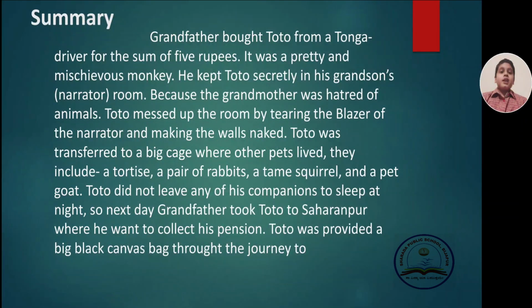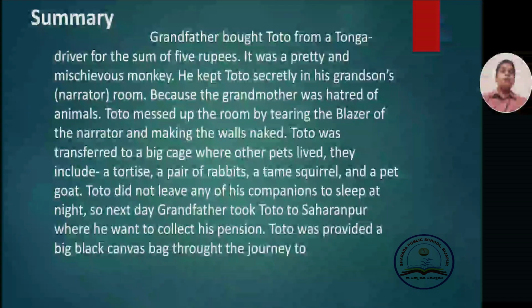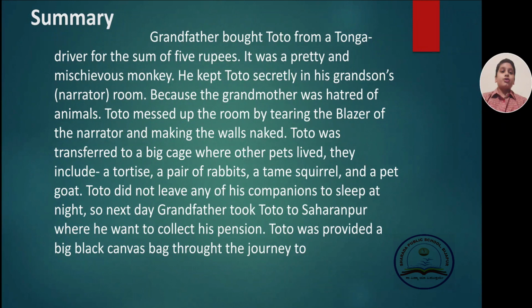So let us understand the summary of the story The Adventures of Toto. Grandfather bought Toto from a tonga driver for the sum of 5 rupees. It was a pretty and mischievous monkey. He kept Toto secretly in his grandson's room because the grandmother hated animals. Toto messed up the room by tearing the blazer of the narrator and making the walls naked.